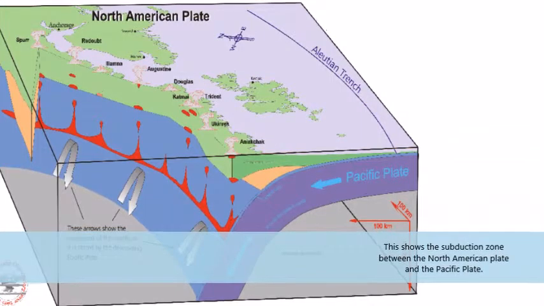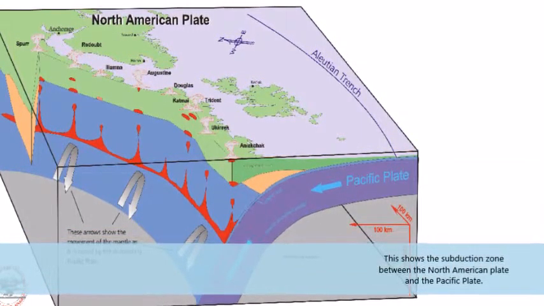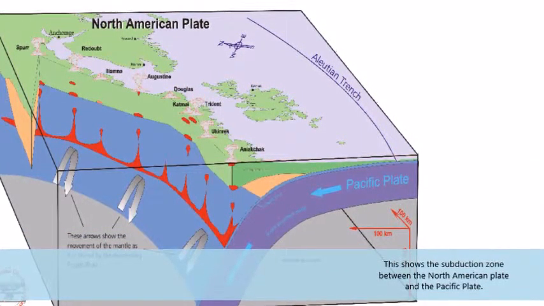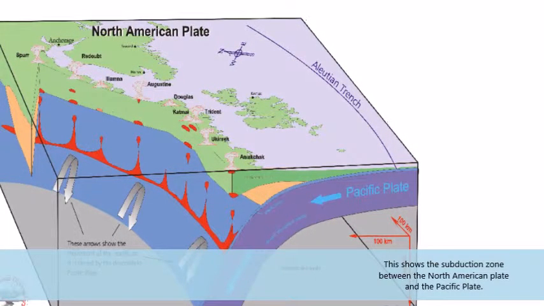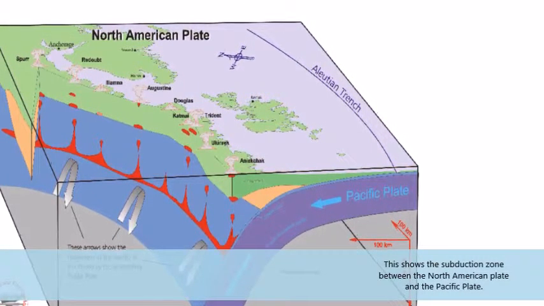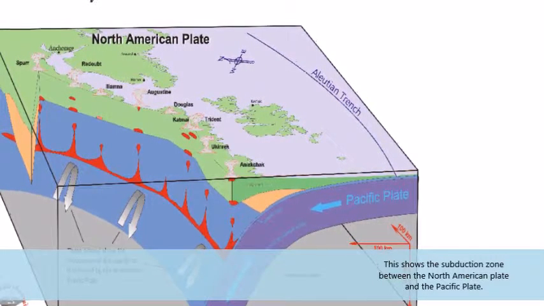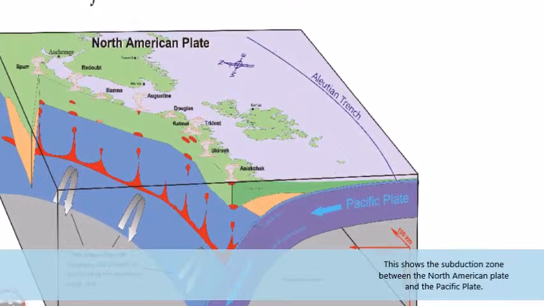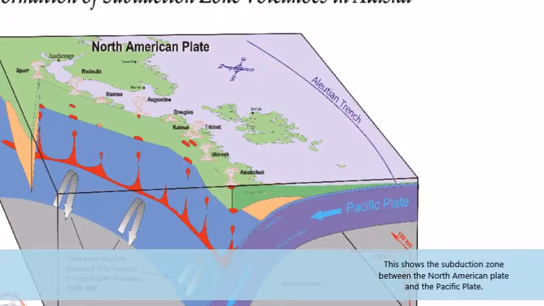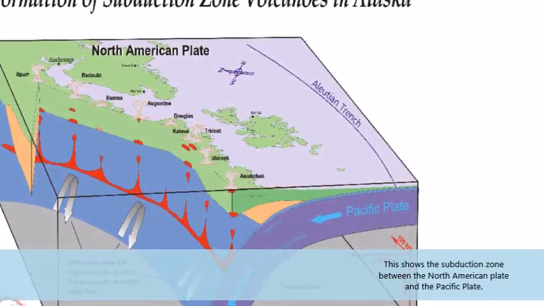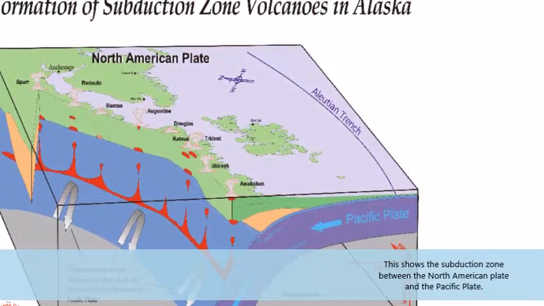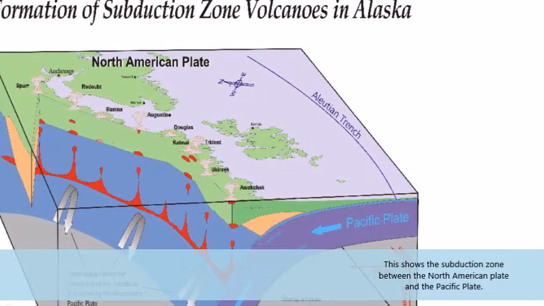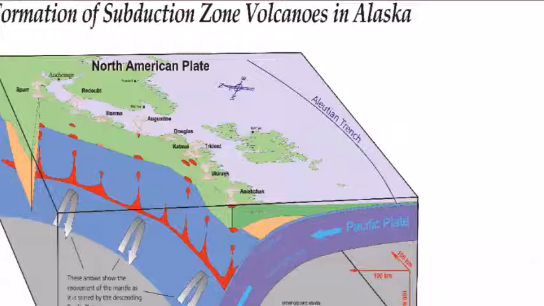Alaska is at the receiving end of the Pacific Plate, which slides laterally past southeast Alaska, colliding straight into the North American Plate. In this figure, it shows the subduction zone between the North American Plate and the Pacific Plate. The Pacific Plate is the largest oceanic tectonic plate lying below the Pacific Ocean, measuring about 103 million square kilometers.